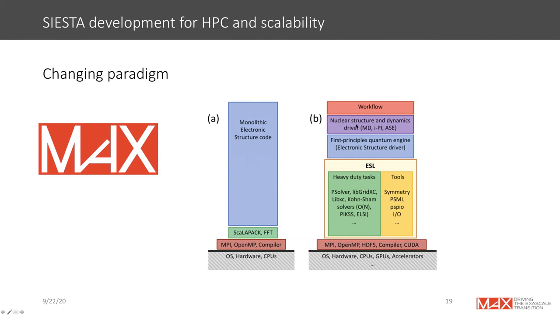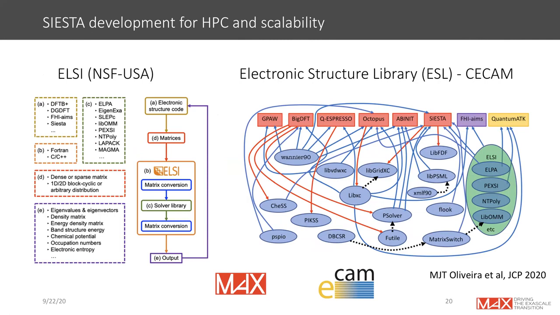Nuclear degrees of freedom would be here in purple, workflow tools, but we have heavy-duty electronic structure tasks that are being shared, developed, and re-engineered in a common basis for many different codes, trying to avoid the reinventing of wheels every step of the way. So that is something which is happening both in the USA and Europe. We're both pushing it, and actually in collaboration.